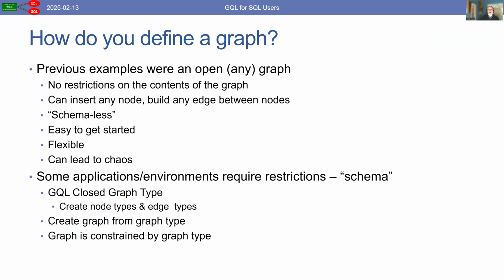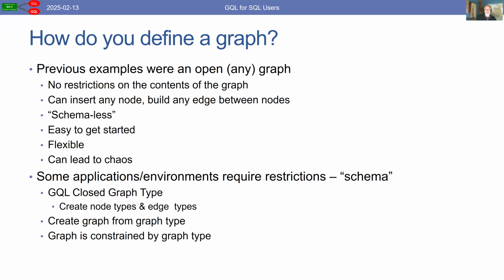Now, in previous examples, I was looking at a schemaless or an open graph. There were no restrictions on the content. I could insert any node, build any edge between the nodes. So it's relatively easy to get started, flexible. It can lead to chaos if you're not controlled, but it is possible to sit down and start loading data and figure out the issues later. This is particularly useful when you don't have a good understanding of the data and you need to be able to write queries to understand the data better.